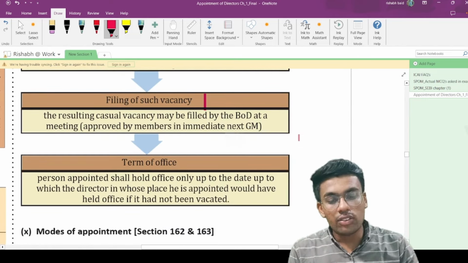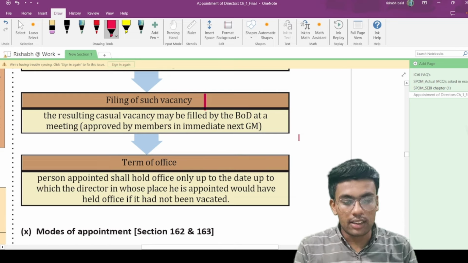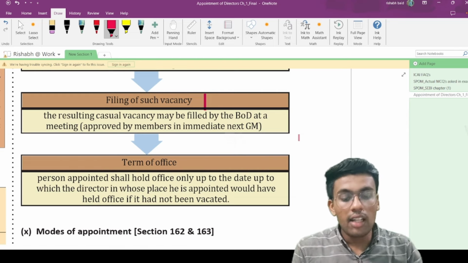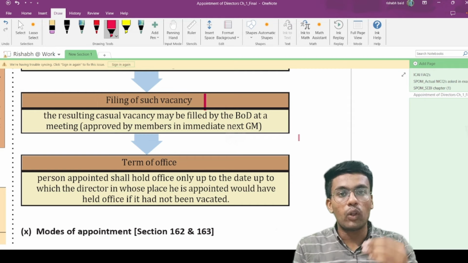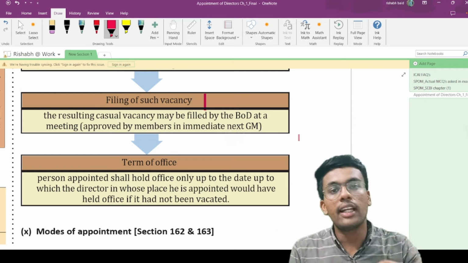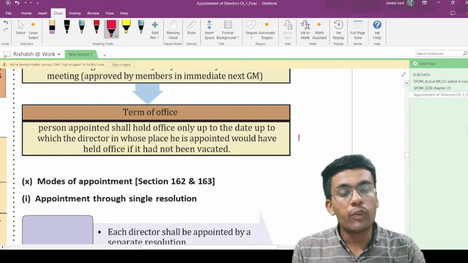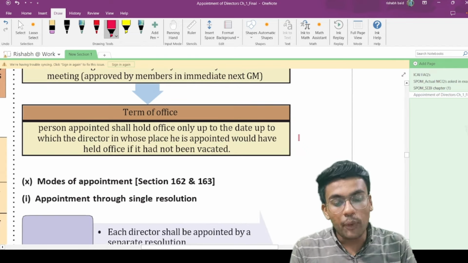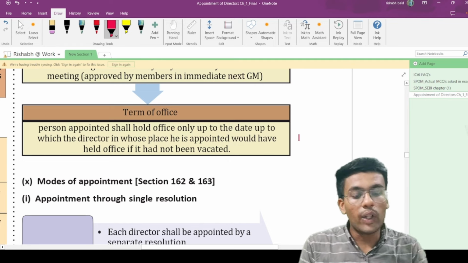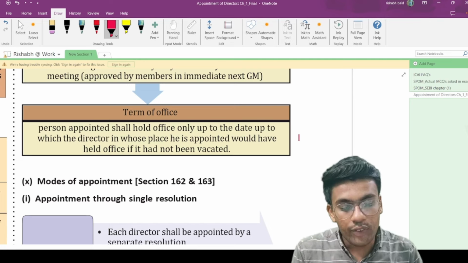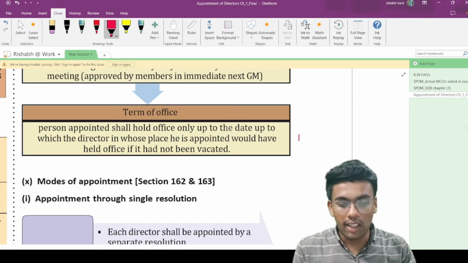Now, filling of casual vacancy. So how will you fill this casual vacancy? This is to be filled by the board of directors at a meeting, which is to be subsequently approved by the shareholders and the members in the next general meeting. What would be the term of the office? The person appointed shall hold office only up to the date up to which the director in whose place he is appointed would have held office if he had not vacated the office.